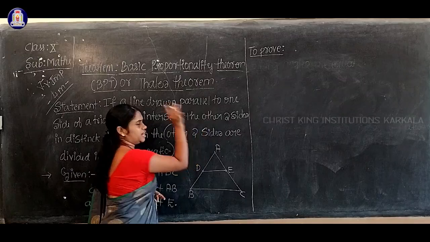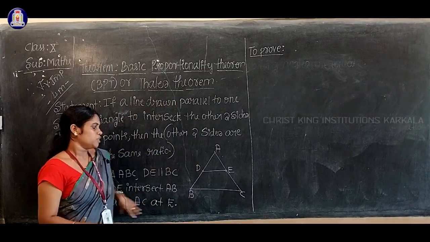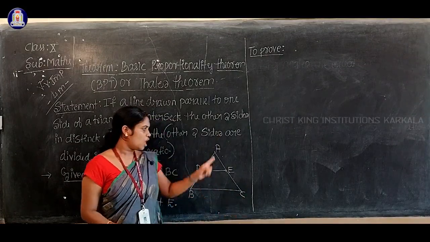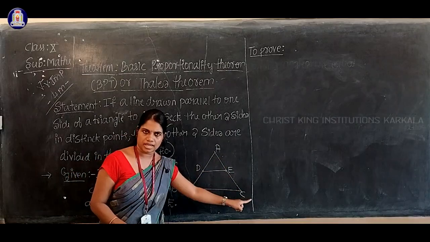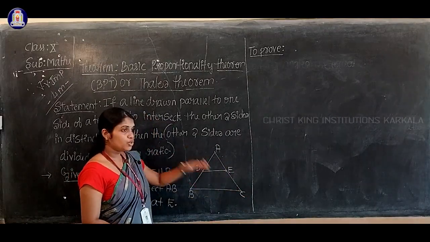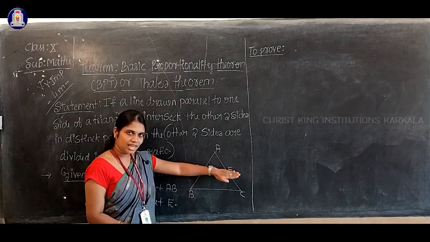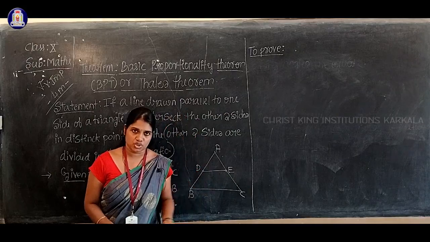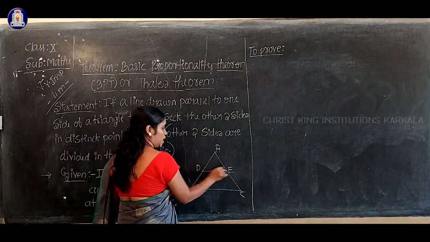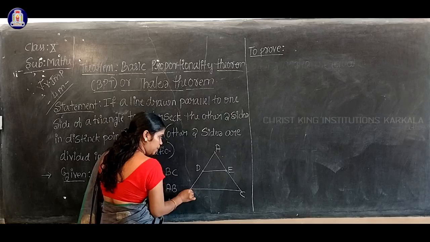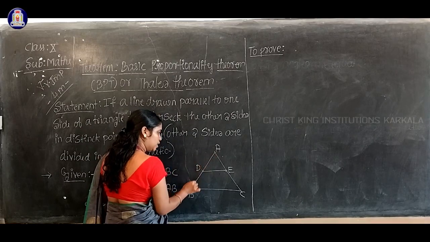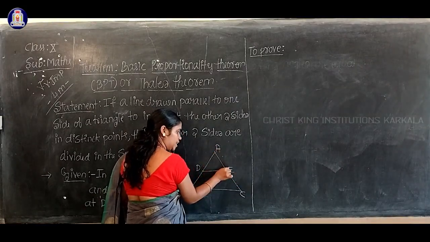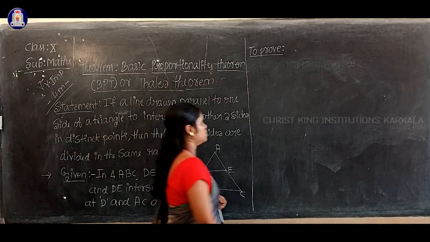Other two sides, which are the other two sides here? One side at the beginning I have considered is BC. So the other two sides are AB and AC, isn't it? Now what you have to prove? This line DE will divide AB into two parts, that is AD and DB. Also, it will divide AC into two parts, that is AE and EC.